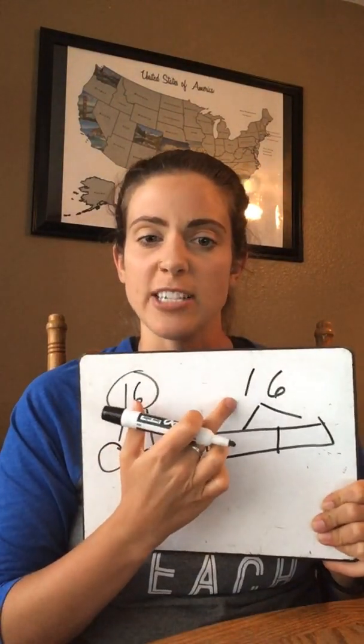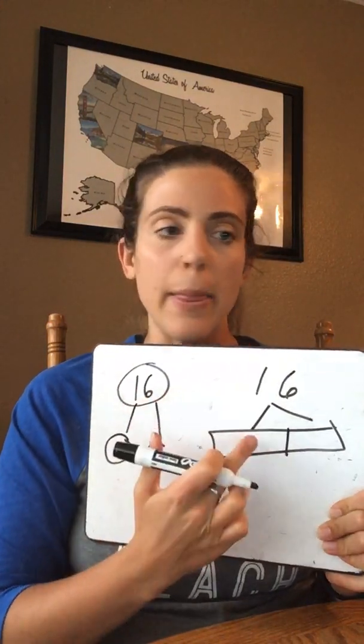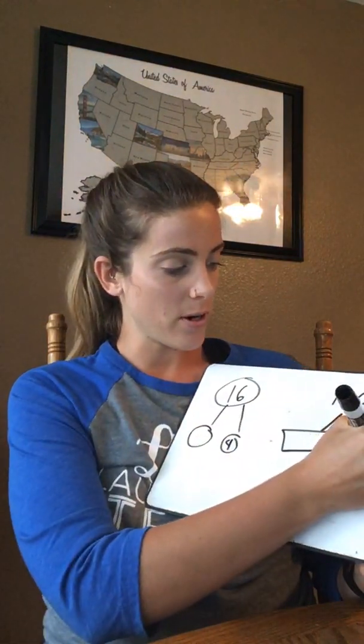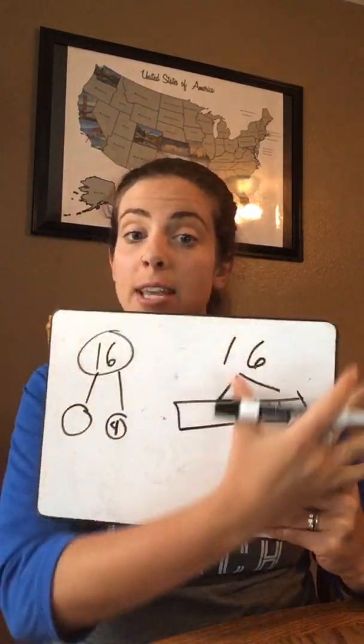So you don't have to put that in a rectangle. You can just kind of do this. 16 is our whole. And then Danny read 4 less. So that's one of our parts. 4.